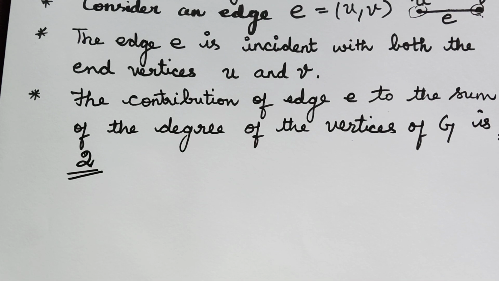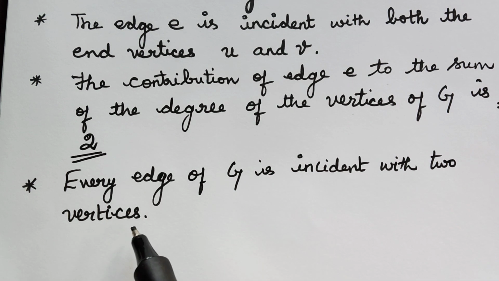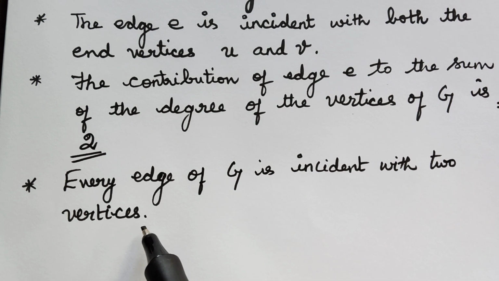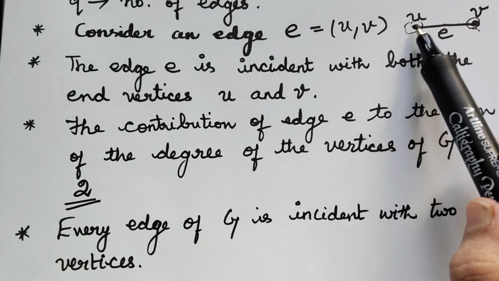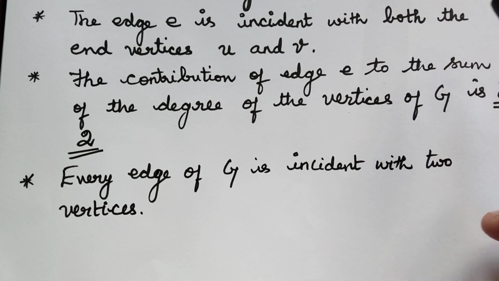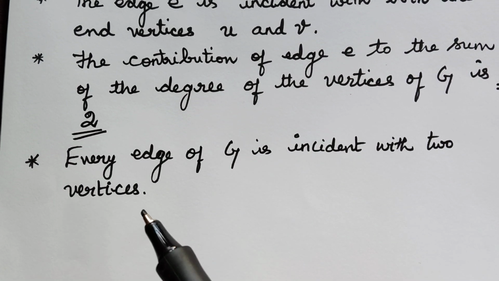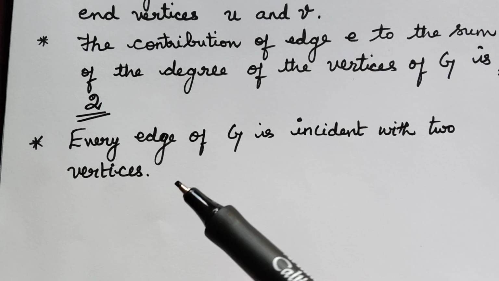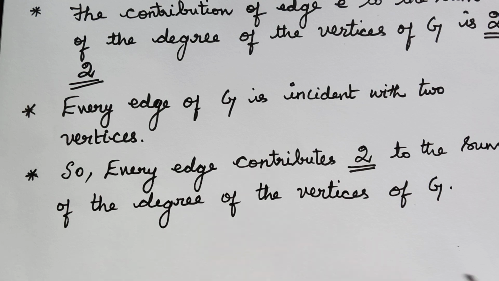So we will write that. So therefore I have written it. So if every edge of G is incident with 2 vertices, means what? Every edge will contribute 2 to the sum of the degrees of the vertices of G. See, we considered one edge and one edge contributed 2 to the sum of the degrees of the vertices of G. Like that, every edge of G will be incident with 2 vertices. Therefore, every edge will contribute 2 to the sum of the degrees of the vertices of G. So I have written that.